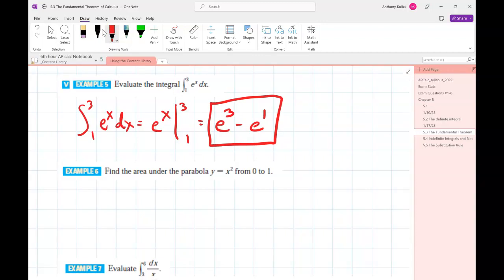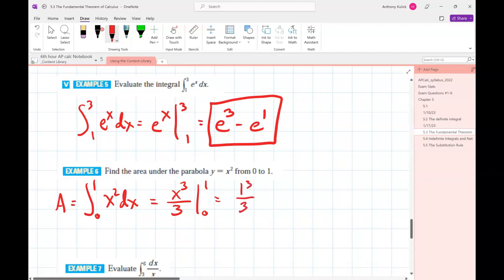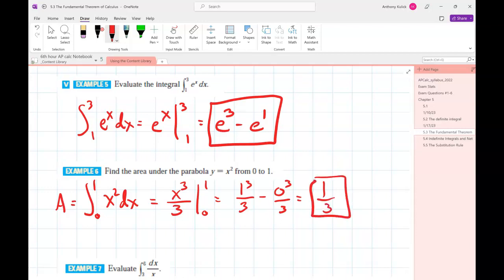This example says we want the area under the curve for the parabola y equals x squared from 0 to 1. So I know that area is the integral from 0 to 1 of x squared dx. What's the antiderivative of x squared? X cubed over 3. So I have 1 cubed over 3 minus 0 cubed over 3, which is just 1/3.